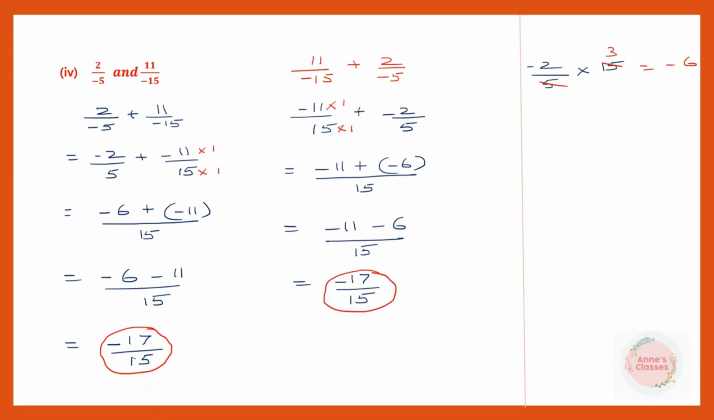That means we have verified the commutative property. So how do we write that? We say 2 by minus 5 plus 11 by minus 15 is the same as 11 by minus 15 plus 2 by minus 5. Even if you change the order, the answer is going to be the same for addition. So this is known as the commutative property for addition.